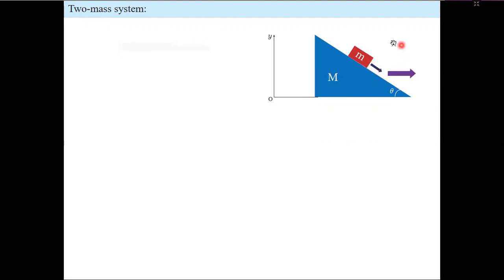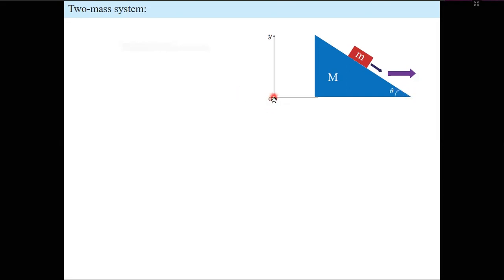And now we need to find the Lagrangian for this entire system. So before finding the Lagrangian, we need to fix our reference directions, then we need to find the coordinates, and after that we can find the potential and kinetic energies, and that will lead us to the Lagrangian.